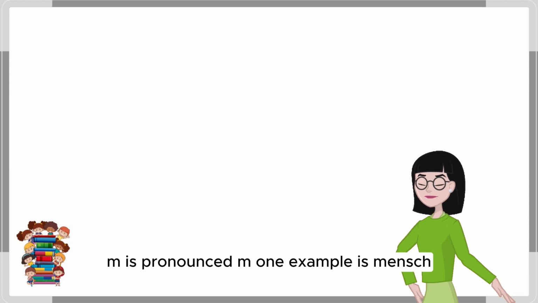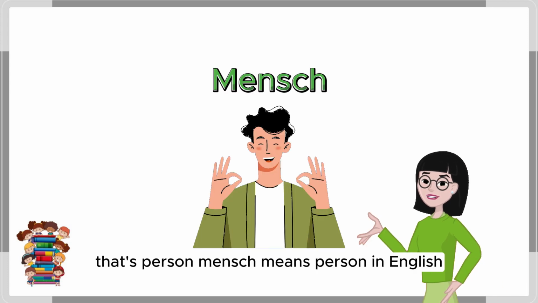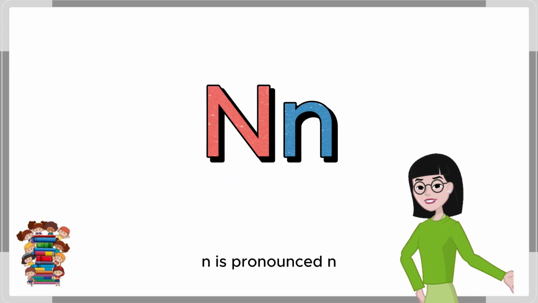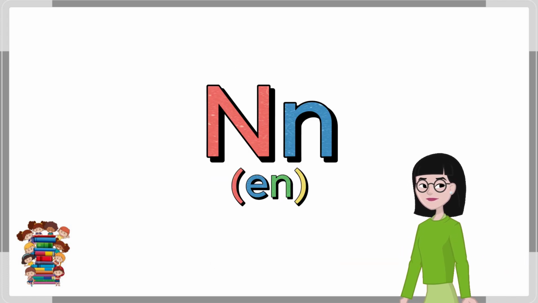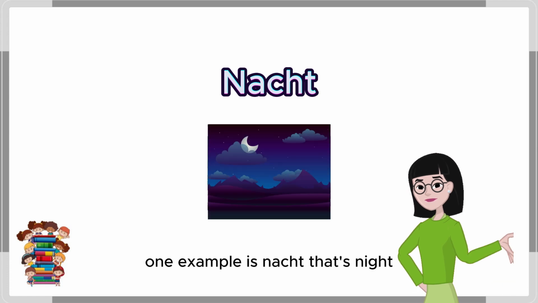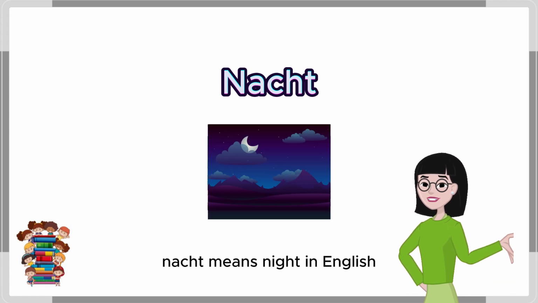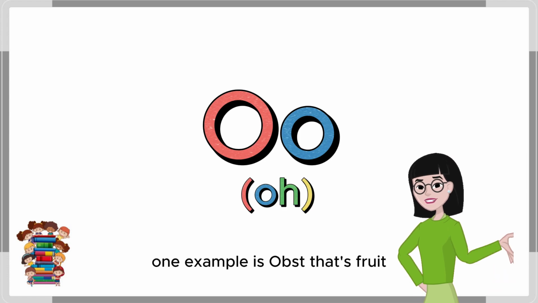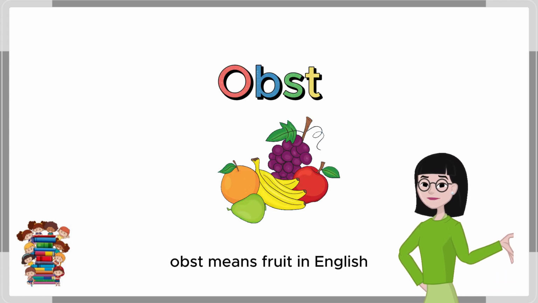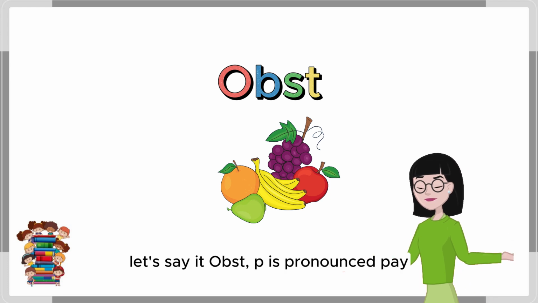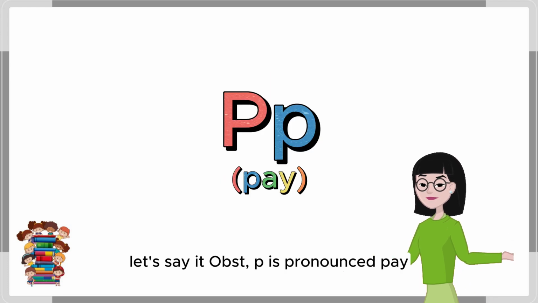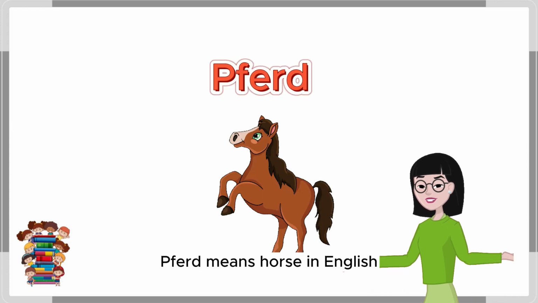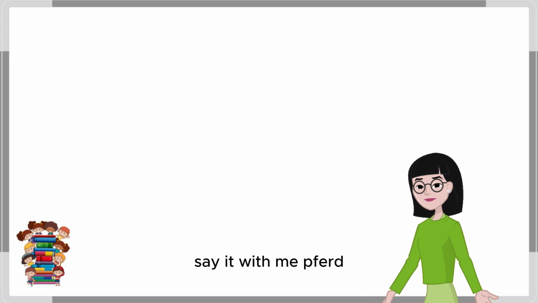M is pronounced em. One example is Mensch, that's person. Mensch means person in English. Say it with me, Mensch. N is pronounced en. One example is Nacht, that's night. Nacht means night in English. Say it, Nacht. O is pronounced oh. One example is Obst, that's fruit. Obst means fruit in English. Let's say it, Obst. P is pronounced pay. One example is Pferd, that's horse. Pferd means horse in English. Say it with me, Pferd.